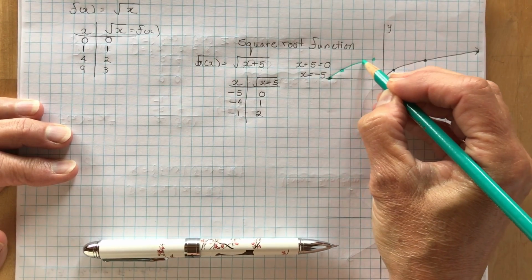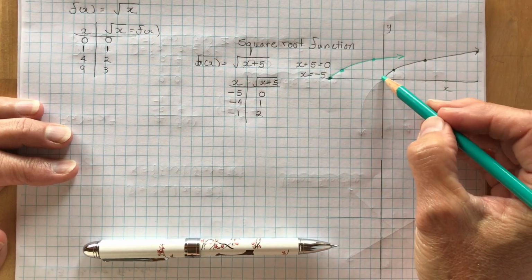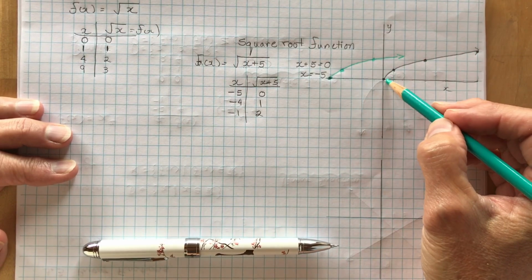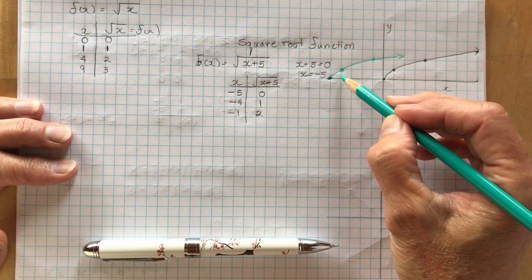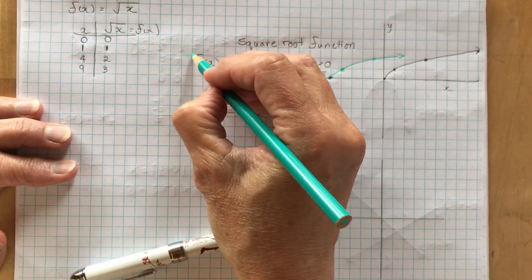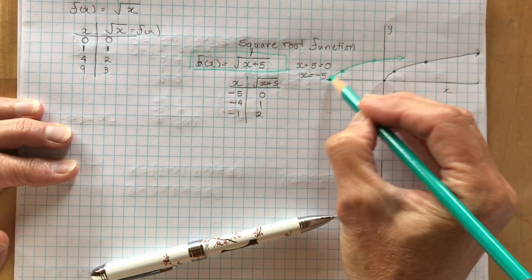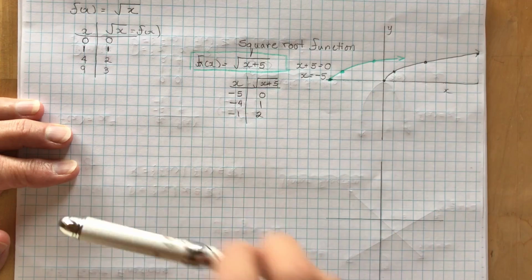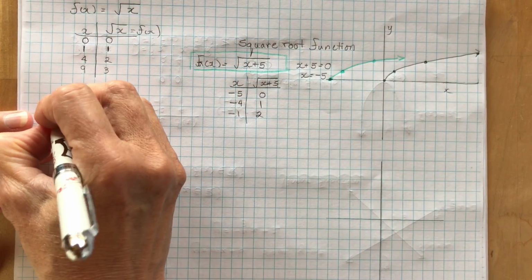So here's my other function here. It's the very same as this one, the very same shape. It's like cut and paste, right? I could make a copy of this and slide it over 5, and that would be this green function here. So I'm just going to put this one in green so you know that that matches this line here. Okay, so let's talk about the domain and range of the parent function.